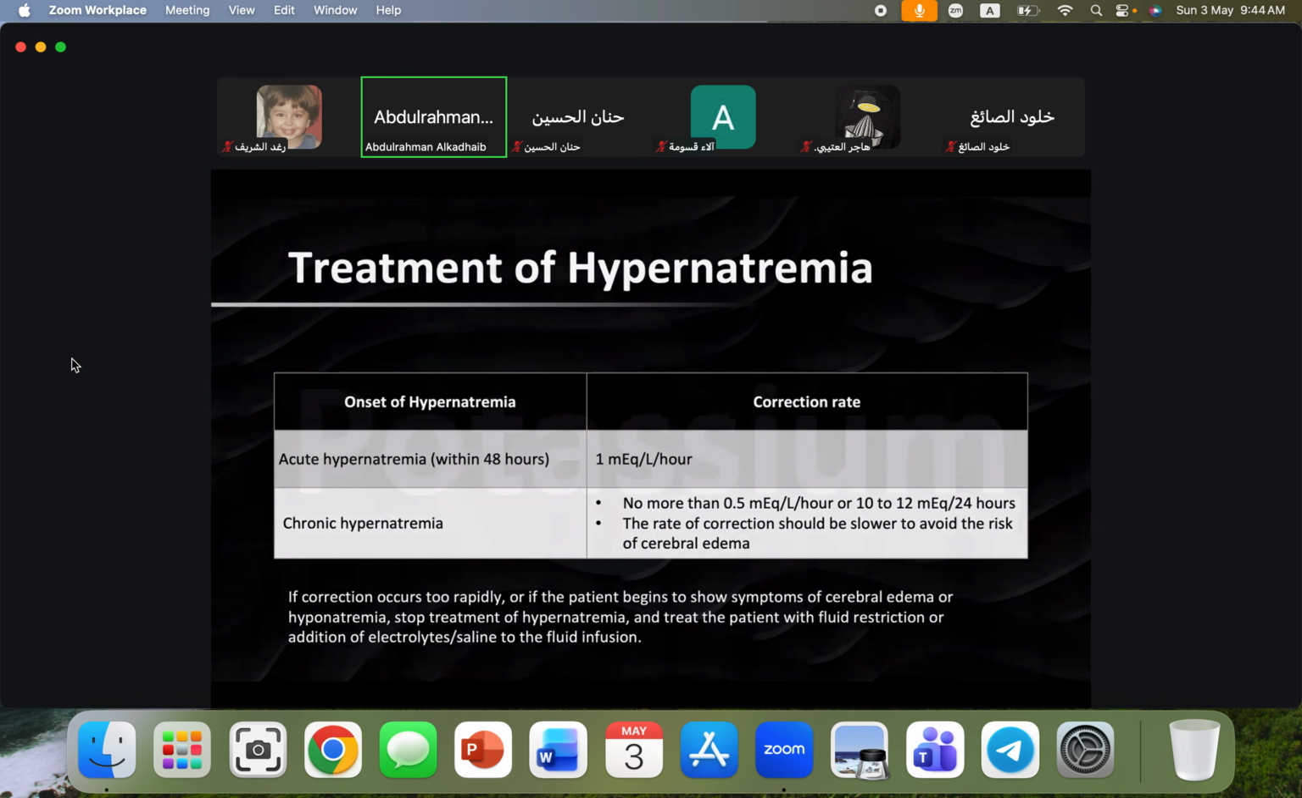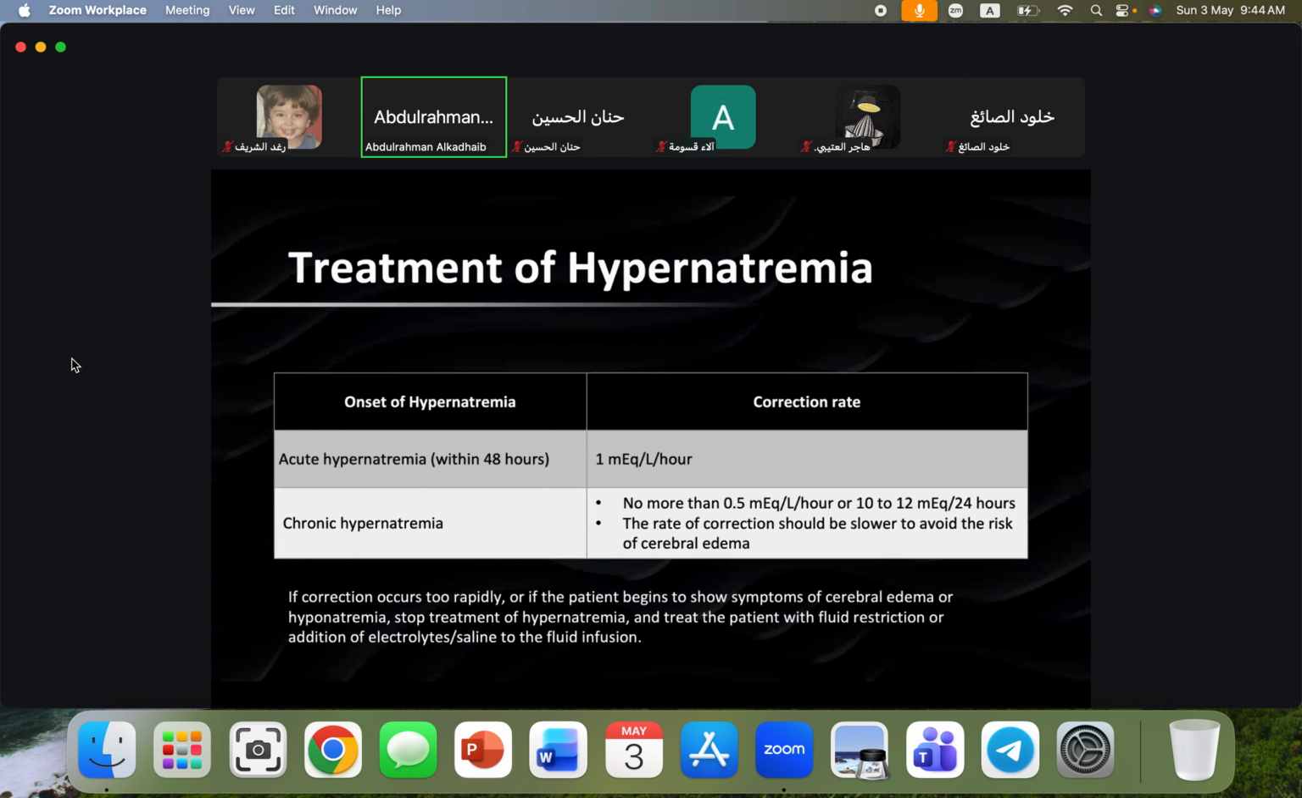So that's it with the hypernatremia and hyponatremia. And one more thing about the correction rates for those two conditions. To achieve the correction rate, there are some equations that we can use. There are so many equations available. I did not include them in the presentation because I don't expect you to memorize them. Just know that there are some equations that can help us in achieving this correction rate. We can use those equations to get an infusion rate and achieve the recommended correction rate for those two conditions.